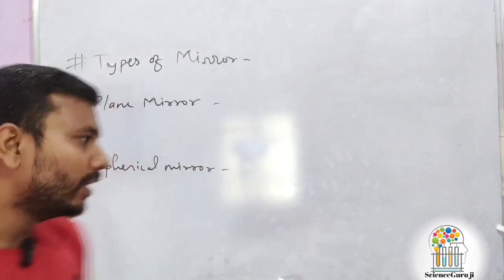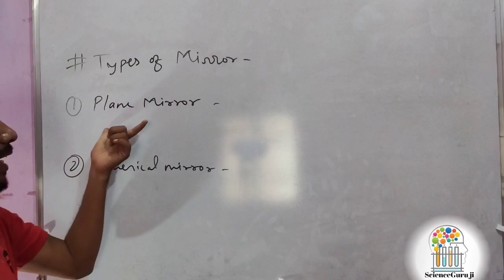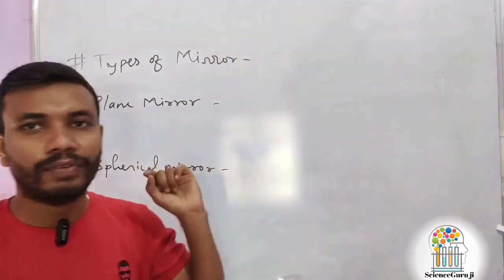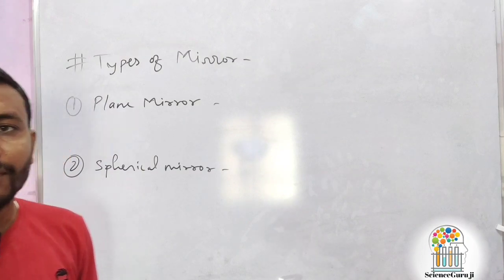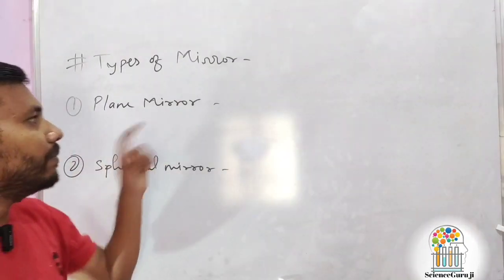As we discussed in our earlier video, there is some information related to light. In this video we are talking about the next topic of light, that is types of mirror. This topic is the most important of the chapter Light. The first one is the plane mirror and the second one is the spherical mirror. A plane mirror has a plane surface. Those mirrors whose surface is plane are considered plane mirrors.